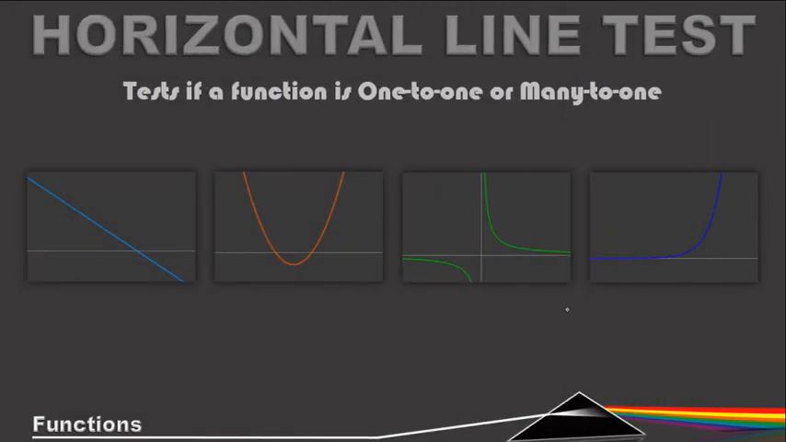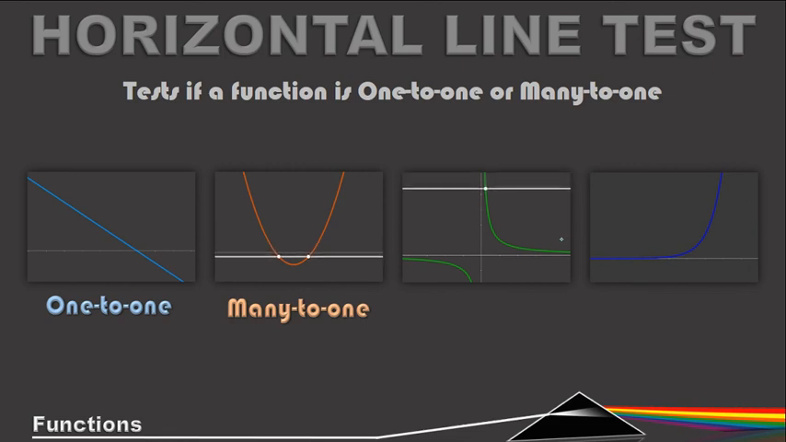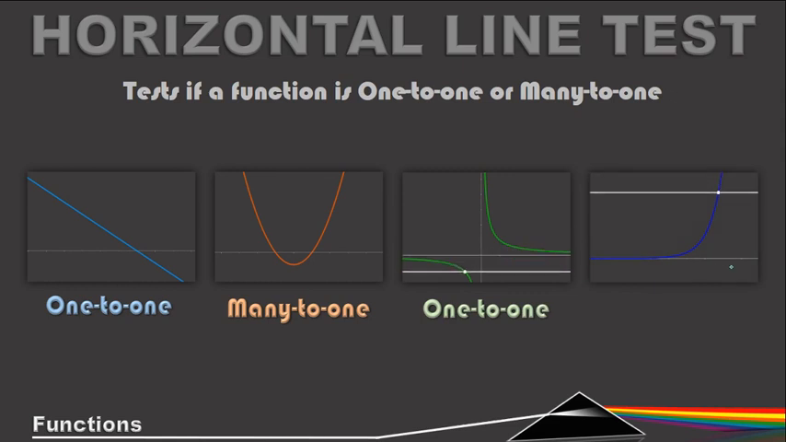Then just to see from our four main functions which ones are many-to-one and which ones are one-to-one. Starting with the straight line, we can see that it is a one-to-one for all values. Then the parabola, you can see it cuts it more than once, so that's a many-to-one function. Then we have the hyperbola, it's also a one-to-one function. And finally the exponential is also a one-to-one function.